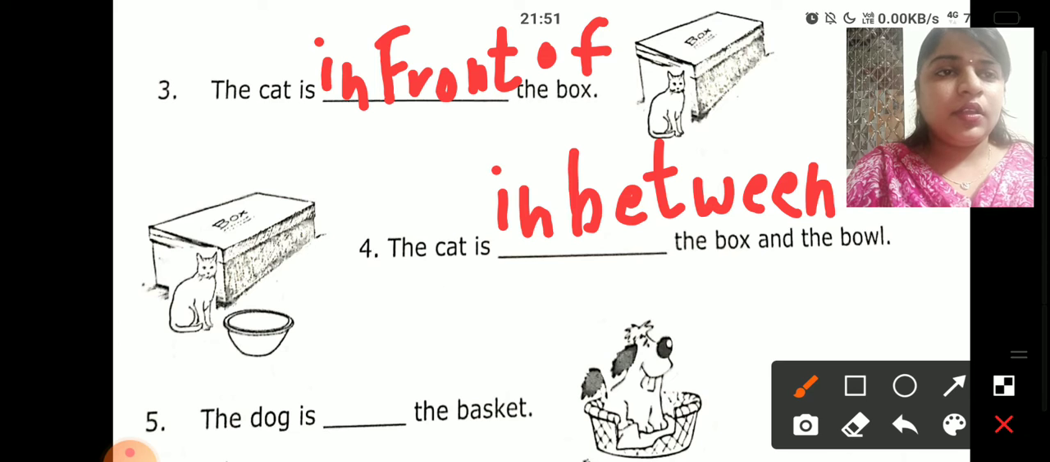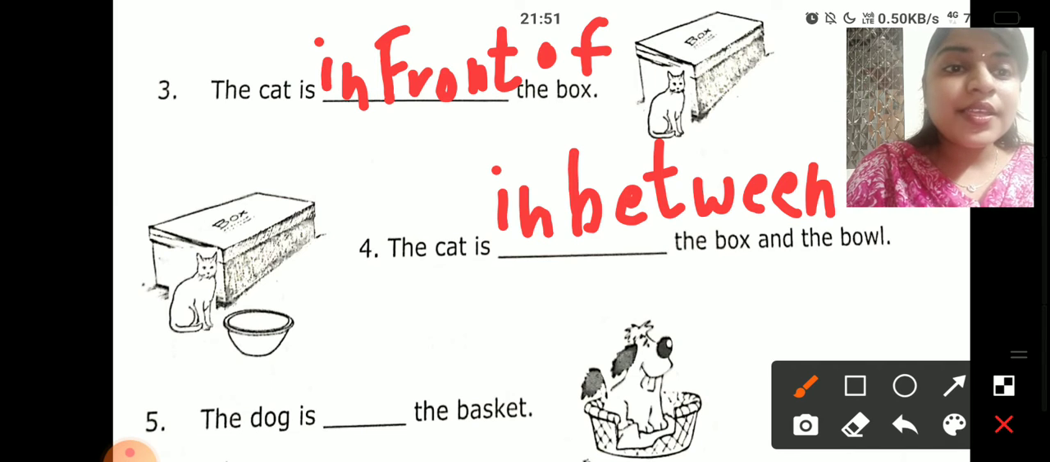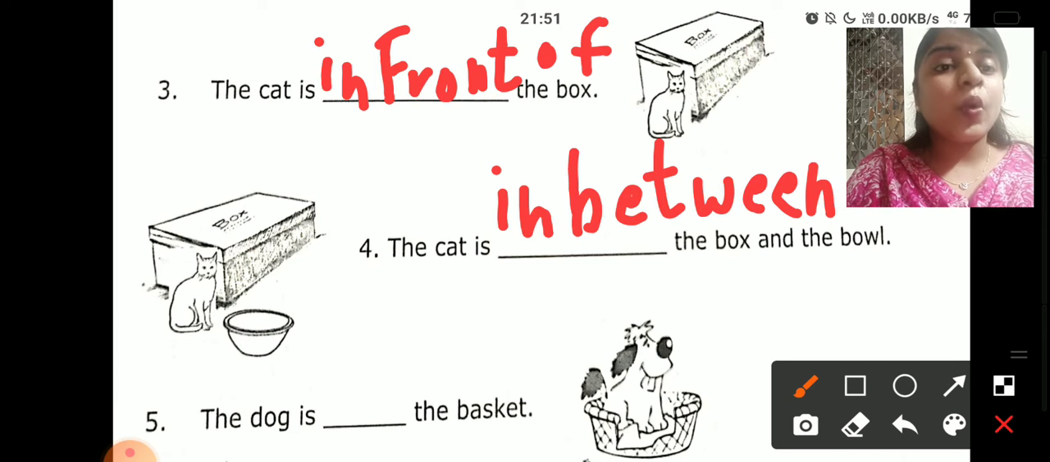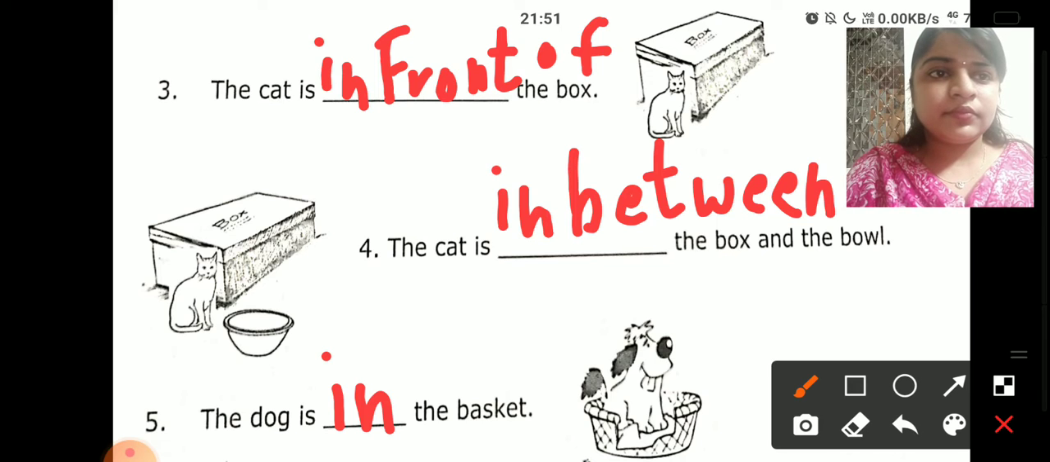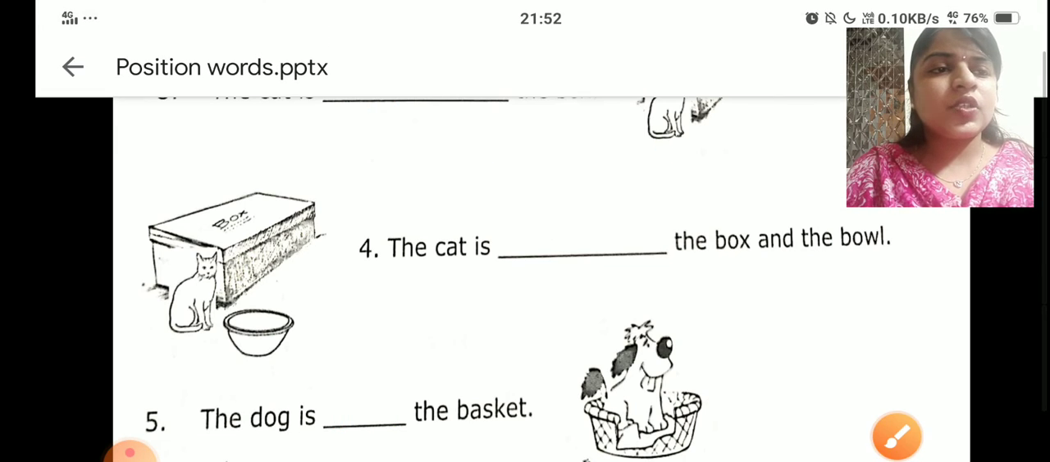The next one. Number 5. The dog is dash the basket. Where is the dog? The dog is in the basket. Yes? So you're going to write it with me. In. Write it down. In. Done? Good. Next.